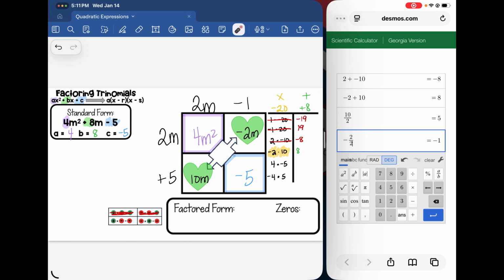Now, just double check. 2m times 2m, yes. 2 times negative 1, yes. 5 times 2m, yes. 5 times negative 1, yes. I have my 2 factors. The one going across, which is 2m minus 1. And the one going down, which is 2m plus 5.